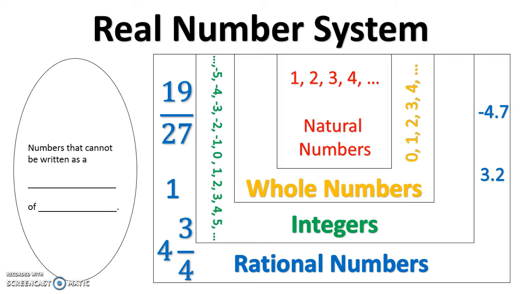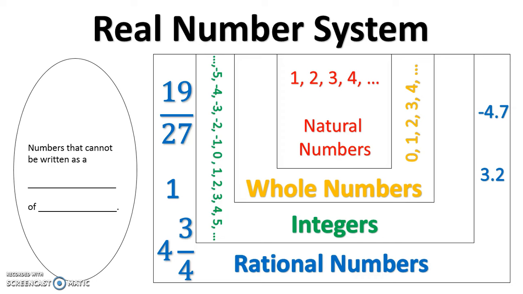1 is a rational number. Mixed numbers, 4 and 3/4, that's a rational number. -4.7, a decimal that ends, it's a rational number. And obviously 3.2, a positive decimal that ends, is a rational number. So now we have everything over on this side.